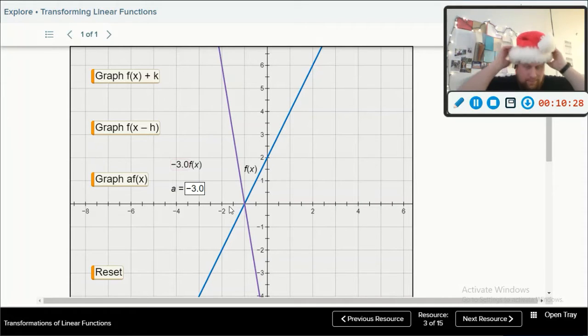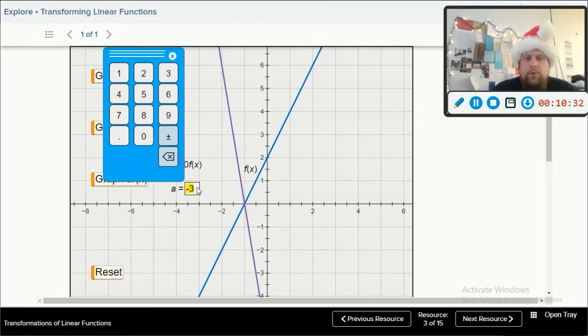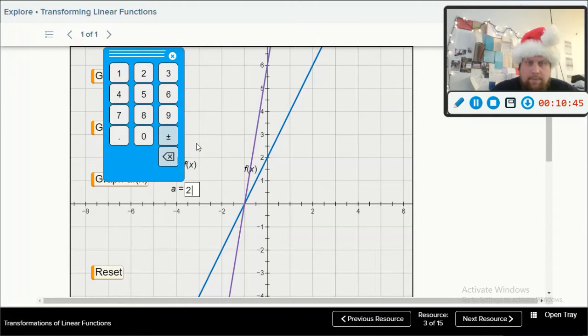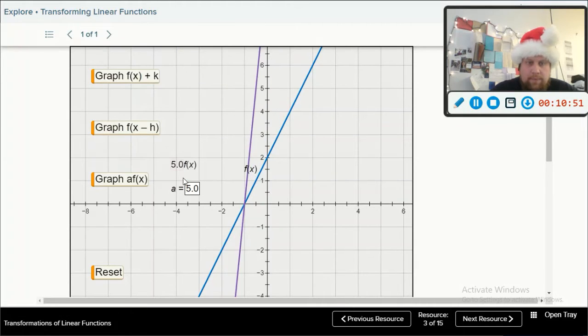But that's getting into reflection territory. So here's what we want to say. If I'm just talking about numbers greater than 1, then it's just making it more and more steep or less steep, right? 2 is a little less steep. If I have 5, that's real steep, right?